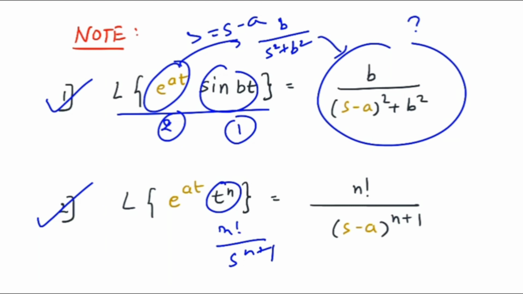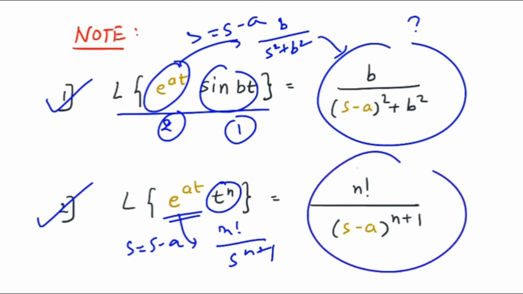But this is not the final answer because e raised to at is multiplied to the function. So if e raised to at is multiplied, you have to do the shifting part. So s is s minus a, that is shifting of the position. So the final answer would be n factorial upon s minus a the whole raised to n plus 1.